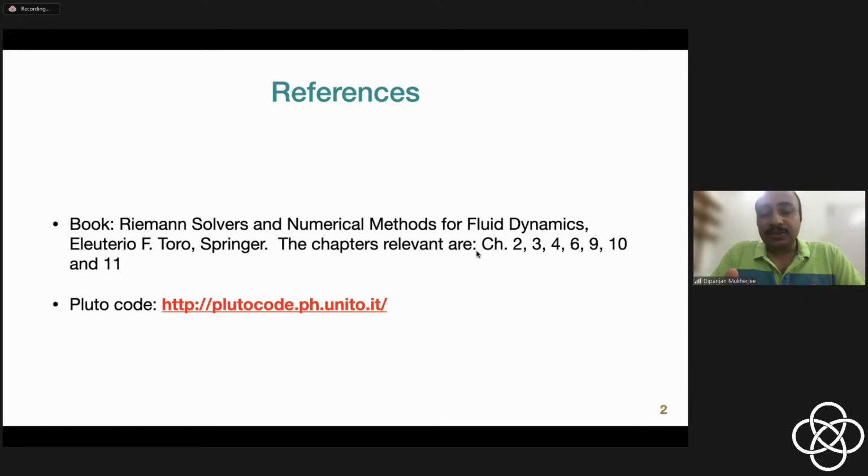Of course, I'm just giving you the references so that in case you ever work on some project related to numerical simulations, you can come back to these and read these chapters in much more detail to understand the numerics better. And the code Pluto that I was talking about can be freely downloaded from this website. You will all get these PDFs on the PBWorks page.